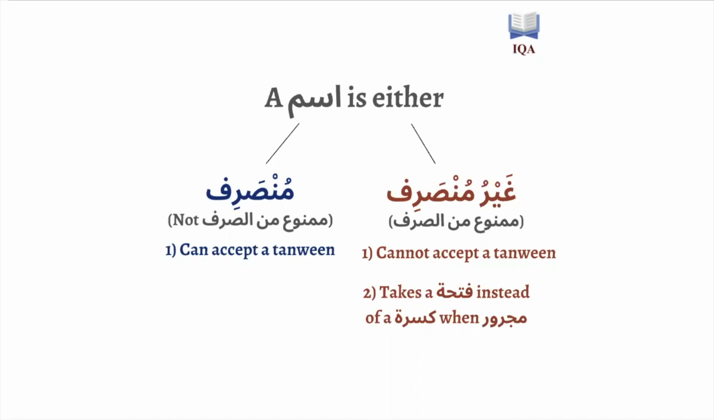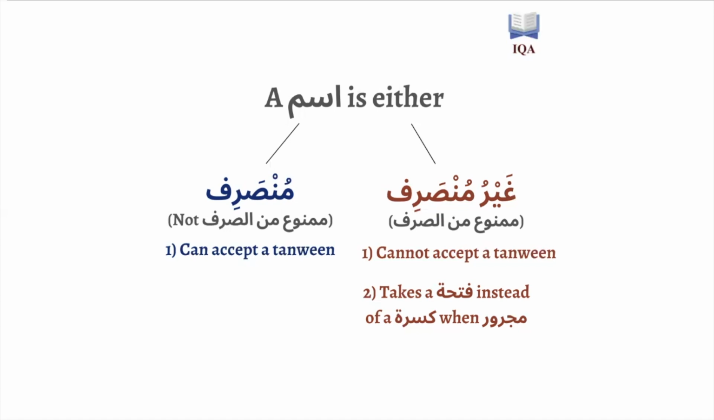Alhamdulillah, before we continue our discussion on the alamat and i'rab, we need to first understand the concept of mamnu' min as-sarf. So mamnu' min as-sarf are a group of nouns in the Arabic language that are mamnu', which means prevented, min, which means from, as-sarf. As-sarf in this context means tanween. So mamnu' min as-sarf literally means nouns that are prevented from sarf. Mamnu', prevented, min, from as-sarf. As-sarf in this context means tanween.